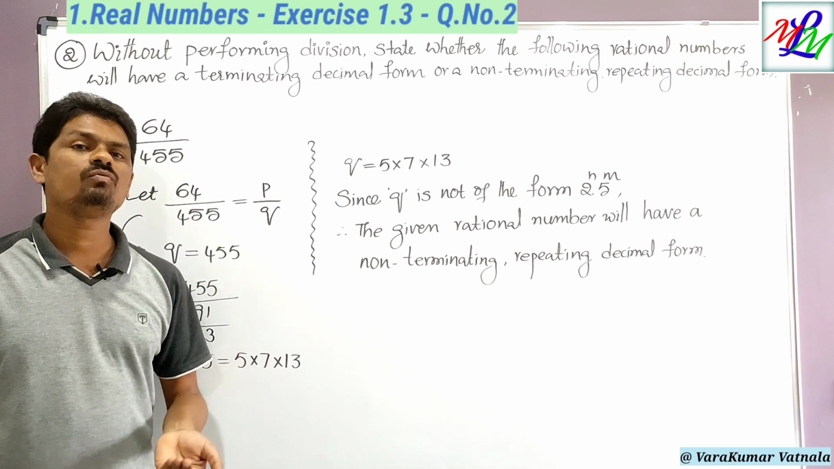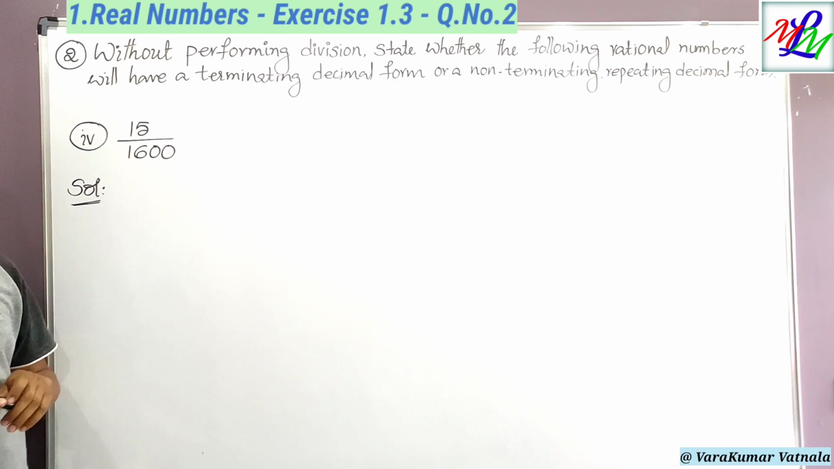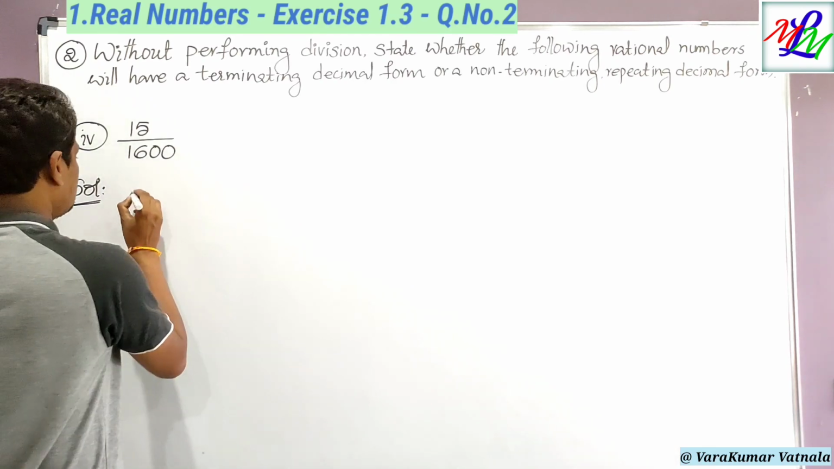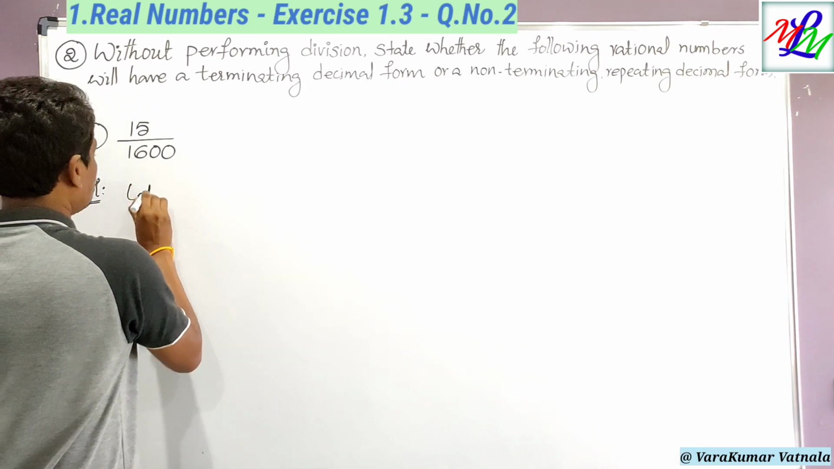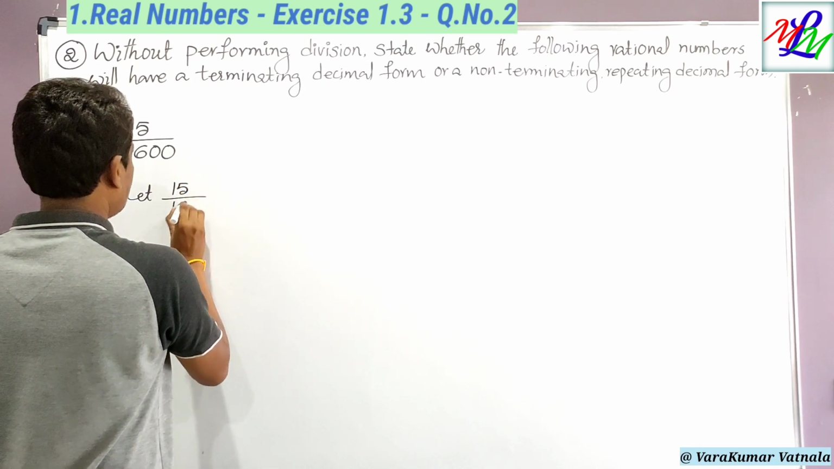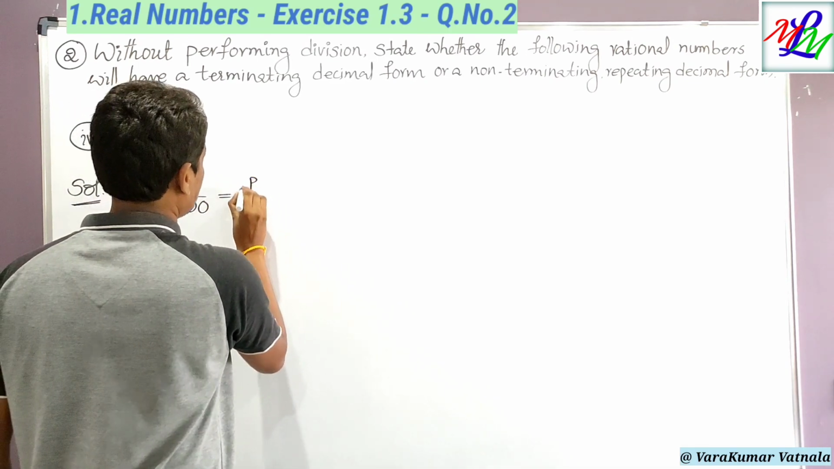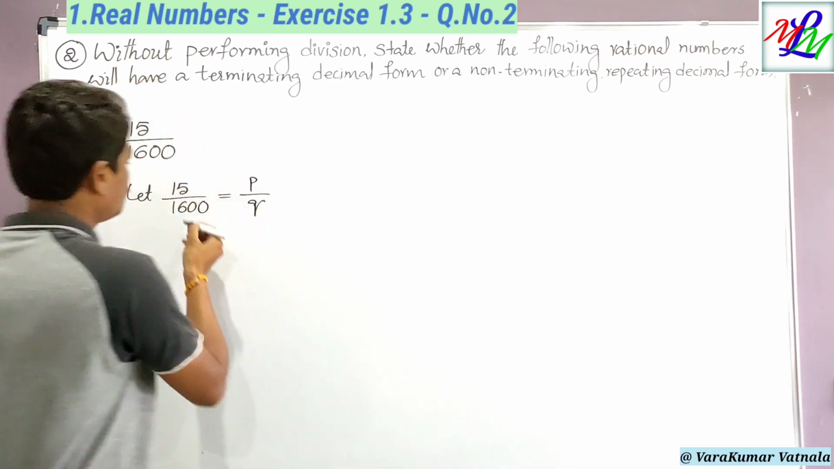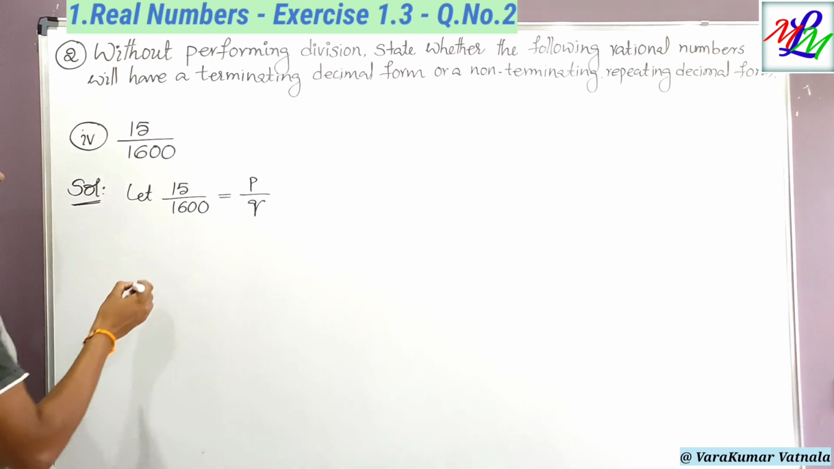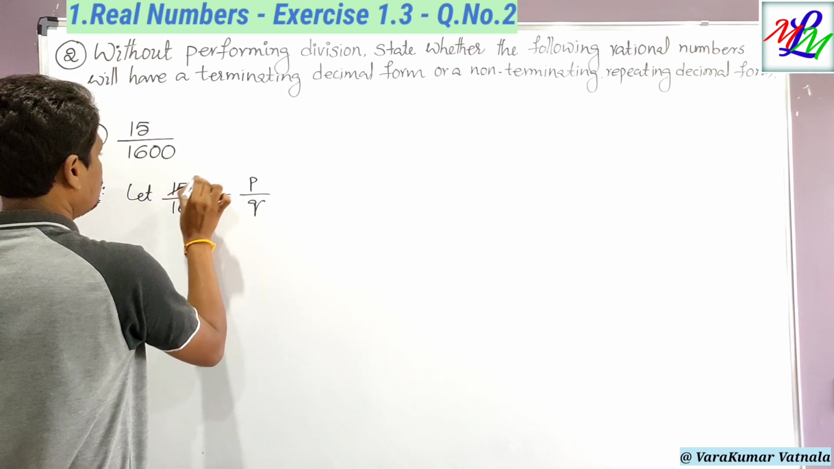Next we have to solve fourth bit. This is fourth bit student. 15 divided by 1600 is given. So let 15 divided by 1600 is equal to p by q. So here there are common factors. So here 5 is the common factor. We have to cancel.